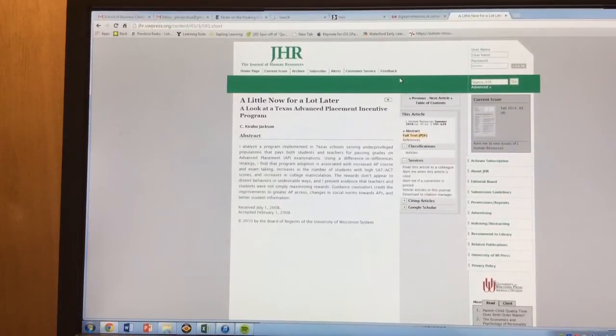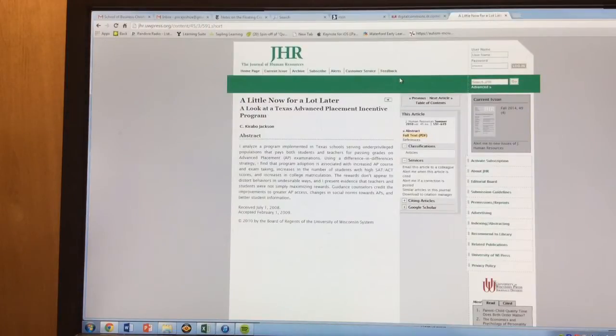To introduce this next section, we want to start with a paper by Bo Jackson. A little background story: Bo Jackson, or Karabo Jackson, is actually one of my thesis advisors. He's now at Northwestern University, and a really bright guy, and he wrote a really fascinating paper. This paper is called A Little Now for a Lot Later.